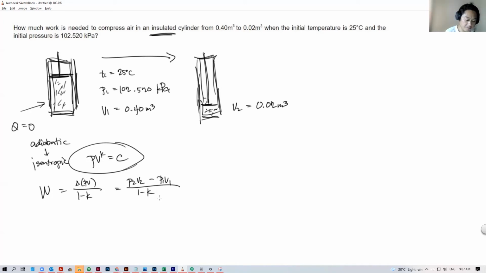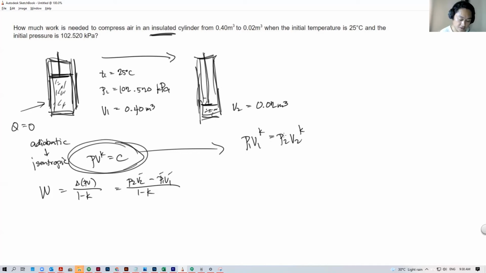For now, we're provided with our pressure 1 and our volume 1. We are also provided with our volume 2. We're not provided with pressure 2, so we can just use this isentropic relationship to solve for pressure 2. This means that P1V1 raised to the power of k is equal to P2V2 raised to the power of k, because PV^k is constant.